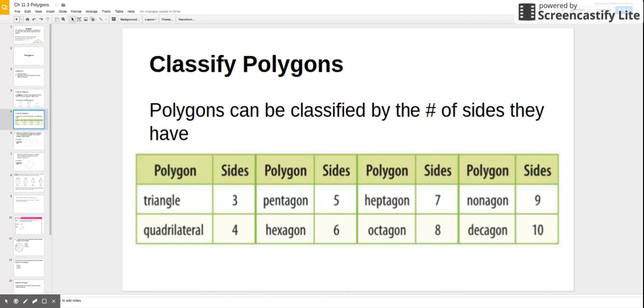Alright, so polygons can be classified by the number of sides they have. So a triangle has 3 sides, quadrilateral 4, pentagon 5, hexagon 6, heptagon 7, octagon 8, nonagon 9, and decagon 10.